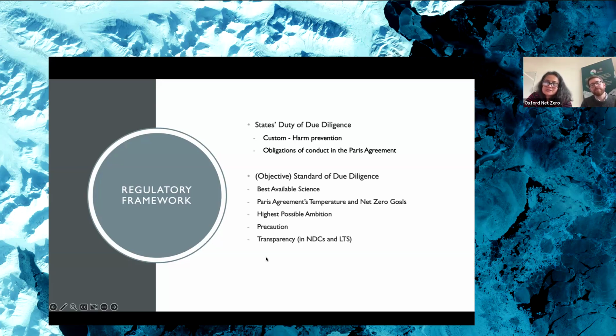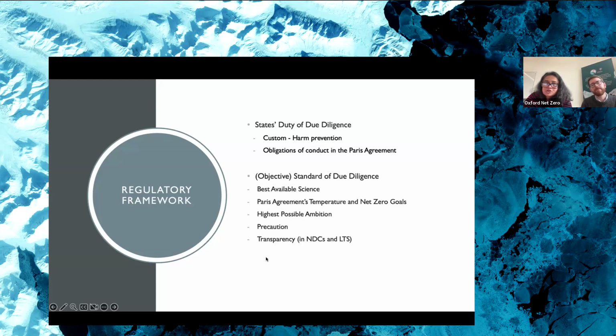It is an objective standard, and this is something that the recent ITLOS tribunal's advisory opinion on climate change also highlighted. Some of the benchmarks associated with this objective standard are best available science, which is in Article 4.1 of the Paris Agreement, in the preamble, and in several other provisions as well, and underpins the climate change regime.